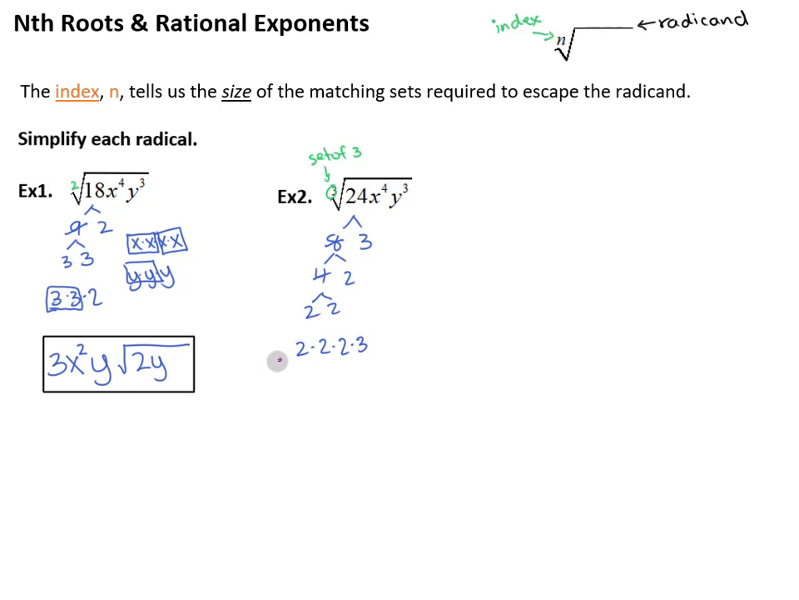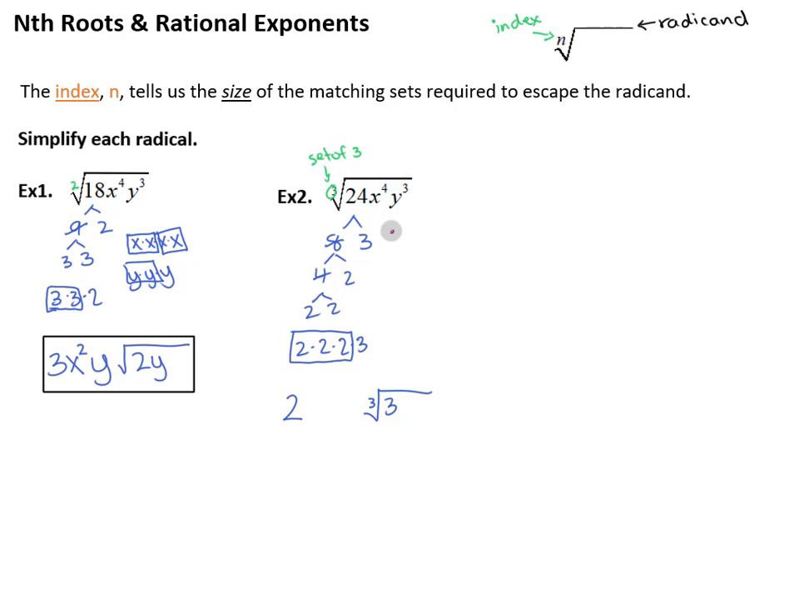Once again, if anything gets to come out of my radical, I need to have a set of 3 matching factors. And in this case, we have three 2s. So a 2 gets to come out of my cube root. And we do want to make sure we write that index number here. It is a cube root, not a square root. And this 3, which didn't have a matching set of 3 factors, stays inside.